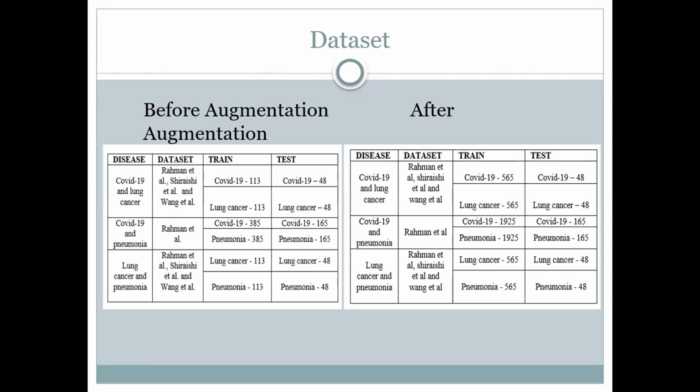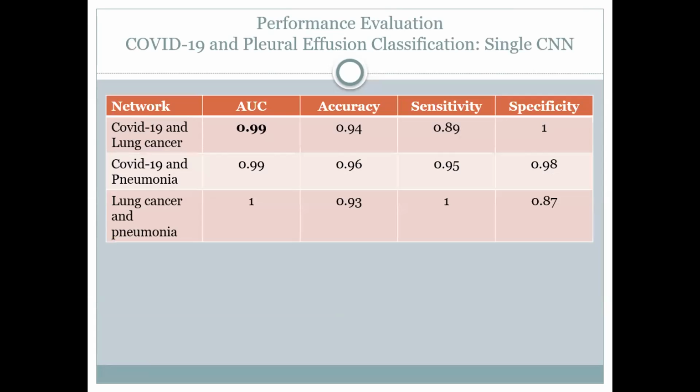So this is the data set that we use. The ratio of training to testing is 70 to 30%. We got an AUC value of 0.99 for COVID-19 and lung cancer classification, with an accuracy of 0.94, a sensitivity of 0.89, and specificity of 1.